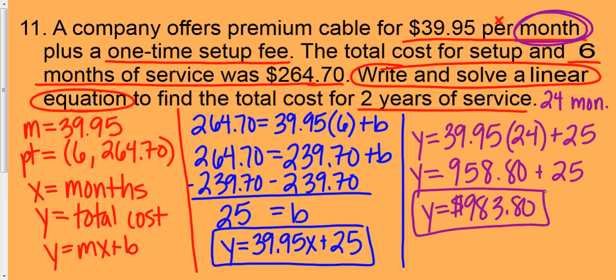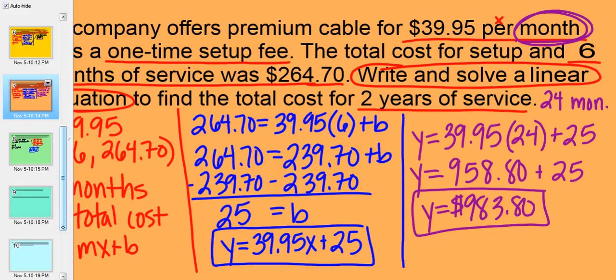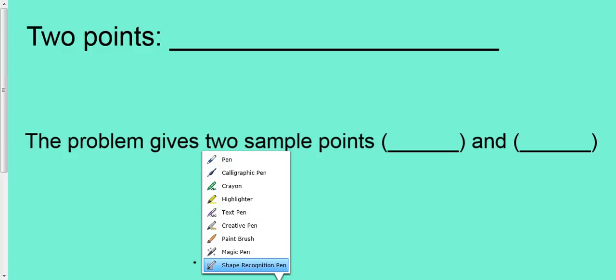Now what I'm going to do is have you do number 12 on your own. When I see you back in class, we will go over that together. Okay? I'm going to jump down to, oops, I think I hit something by accident. Here we go.